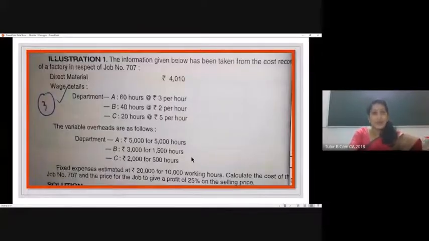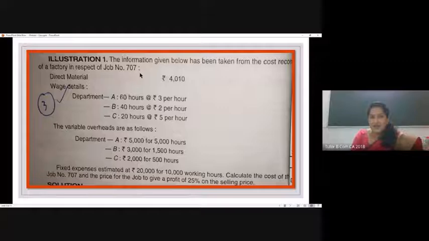Now let's look at one example which I've shown here in the question. In the question, you can see that you are going to compute the cost for job number 707. Here they have not specified the textual context. It is actually a question which you are doing in a hypothetical way. So in job costing, what you have to be very careful about is that you are trying to compute the cost for this particular job, that is job number 707.